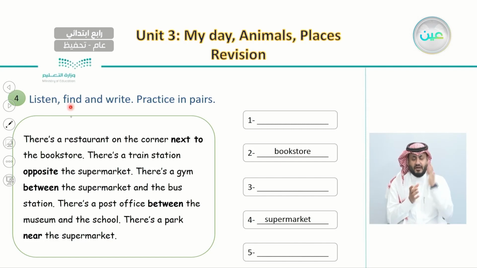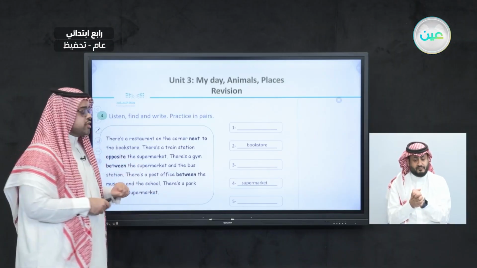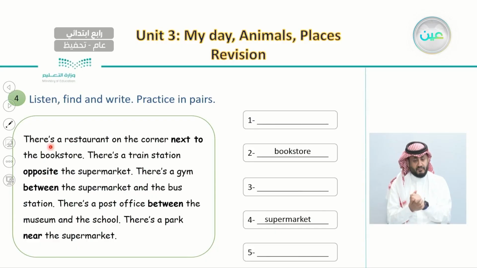Listen, find and write, and try to practice it in pairs. So let's start. There is a restaurant on the corner next to the bookstore. So here, the first place we're going to write. Let's read the first sentence again. There is a restaurant on the corner next to the bookstore.